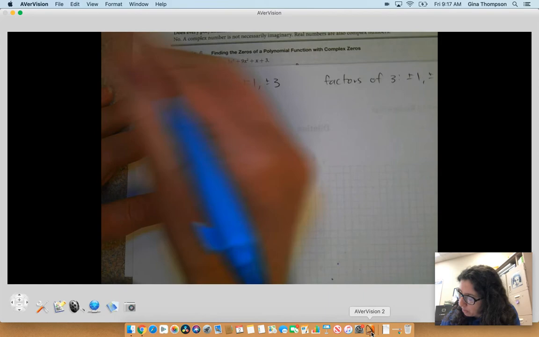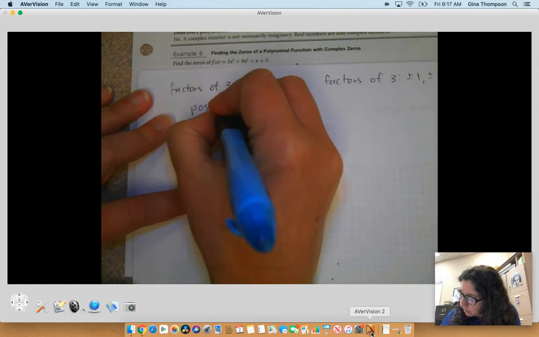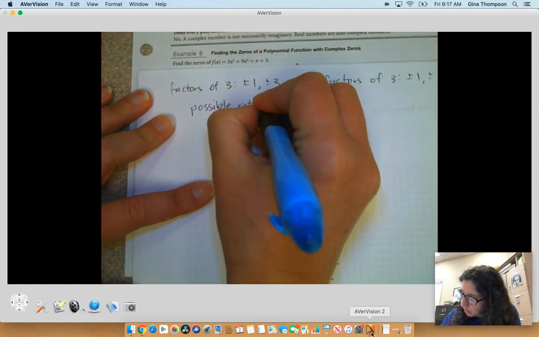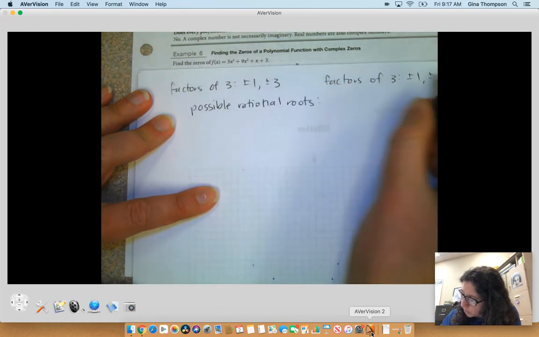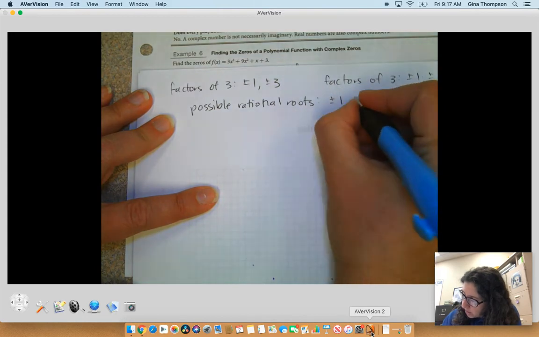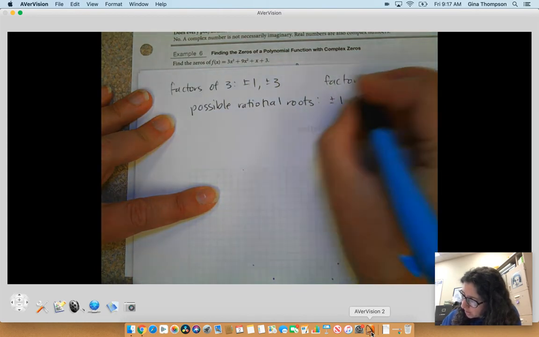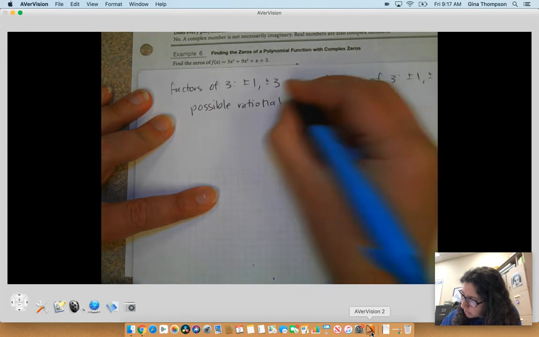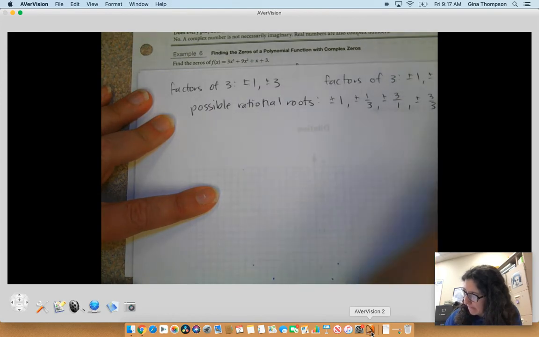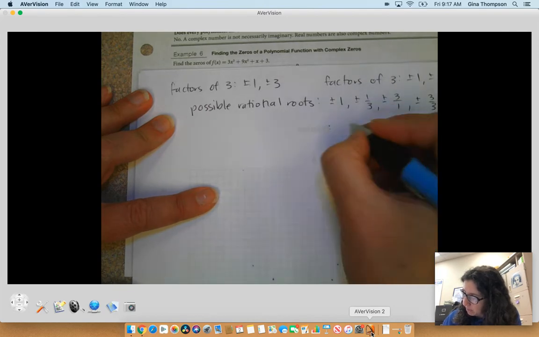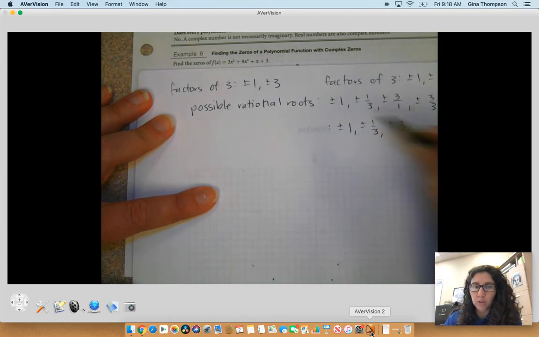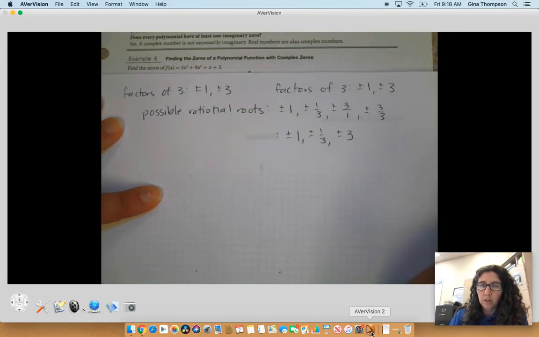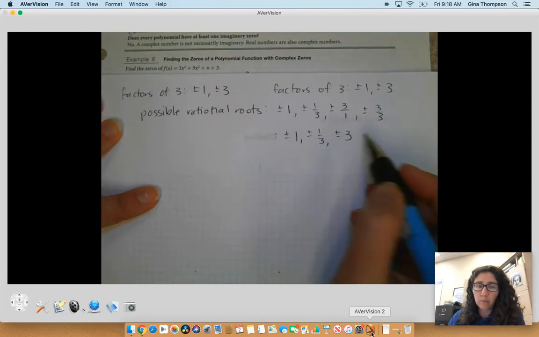Okay, so possible rational roots. So this over this, this over this. So plus or minus 1, plus or minus 1/3, plus or minus 3 over 1, plus or minus 3 over 3. So what does that mean? Let's simplify these. It could be plus or minus 1, plus or minus 1/3, plus or minus 3, and then this is going to be the same as plus or minus 1. Oops, sorry. There you go. So we have 6 possible roots.